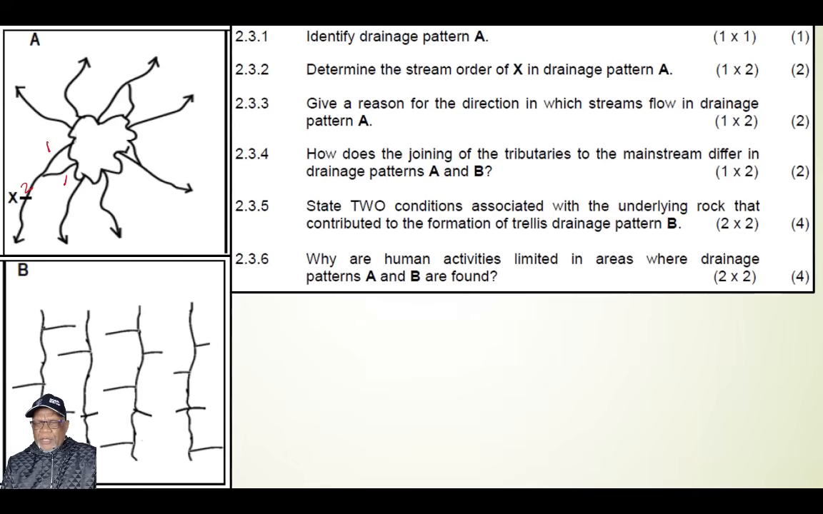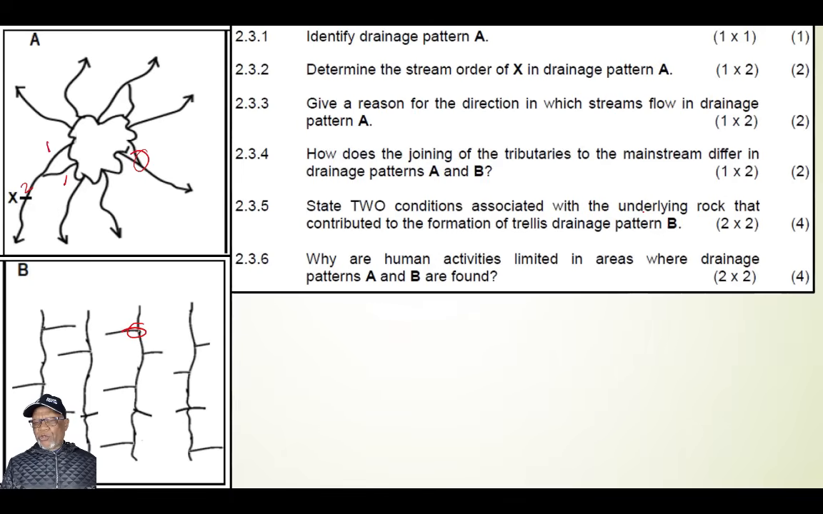Give reasons for the direction in which the streams flow in the drainage pattern. The streams are simply flowing from the higher lying area. How does the joining of the tributaries to the mainstream differ in drainage pattern A and B? You can see the joining here is acute. We have an acute angle, but here you can see there is a 90 degree angle.